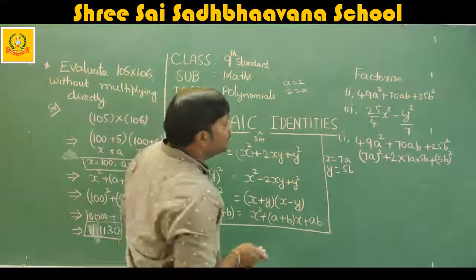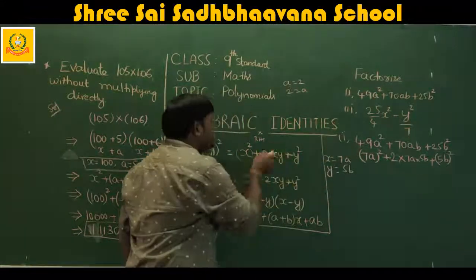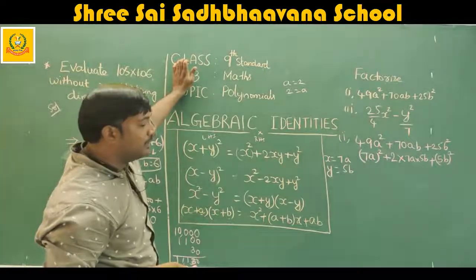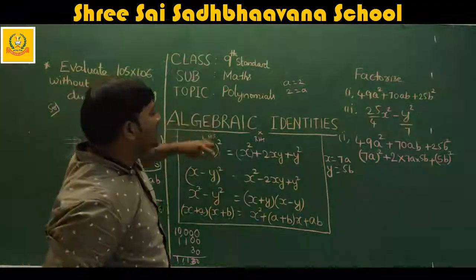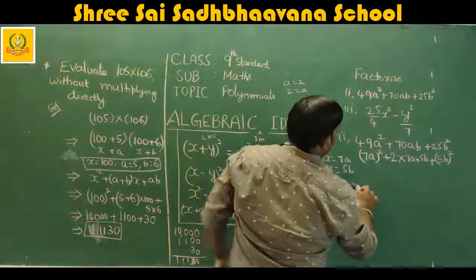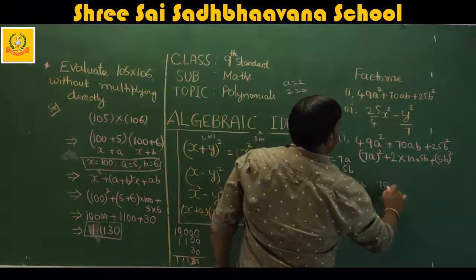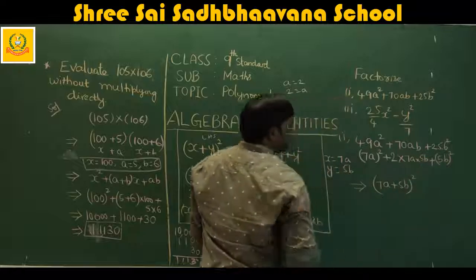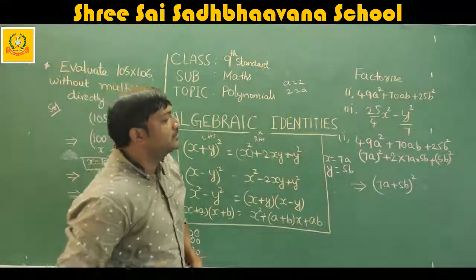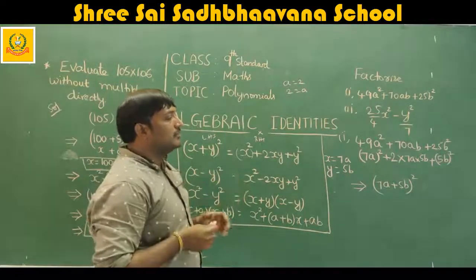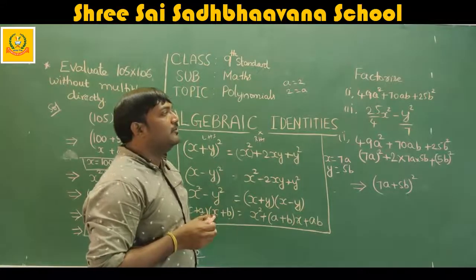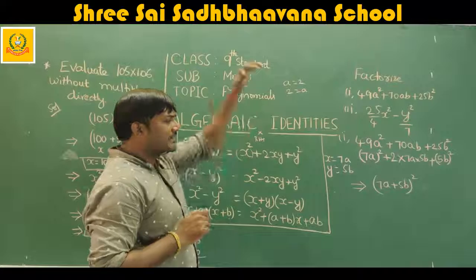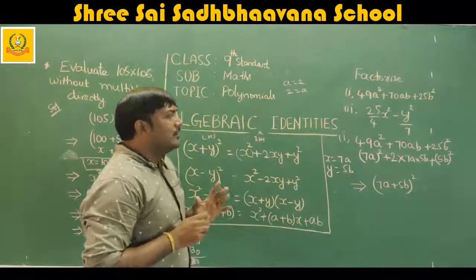Okay, so now if you compare this with this, obviously you got x value as 7a and y value as 5b. So what is the LHS for that? x plus y whole square, which implies 7a plus 5b whole square. That's all. So your work is completed. You just wrote it in the simpler form and we factorized it. Got it? Okay, I'll just explain this once again.